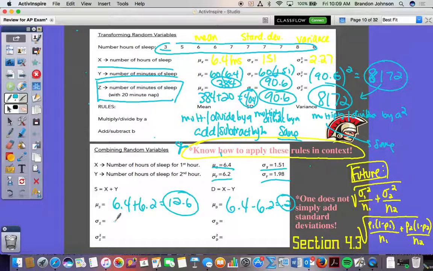All right, what about the standard deviation? Well, you have to do something. Variance. What do we do with that? Square both standard deviations, add them, and then square root. Square root, standard deviation. Bingo. One cannot simply add standard deviations.